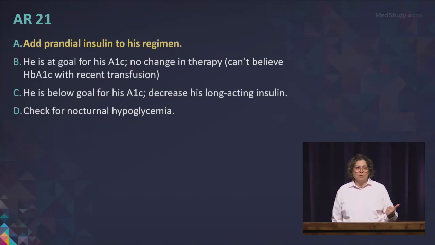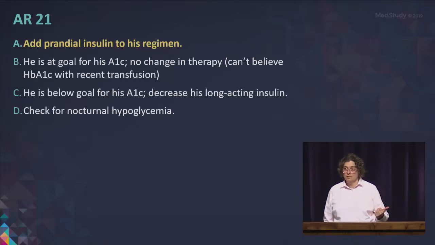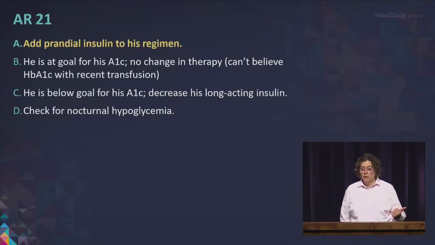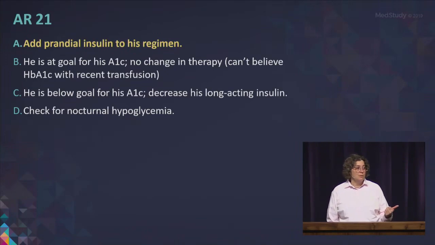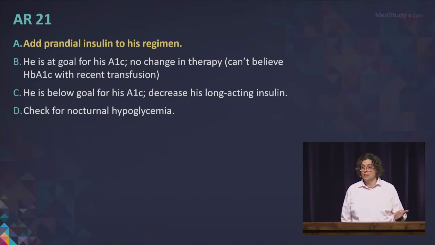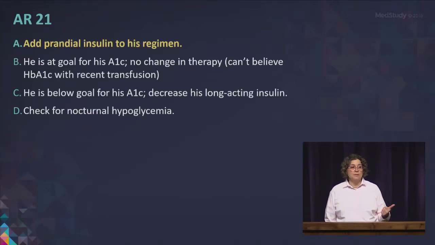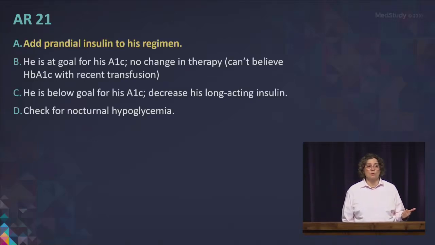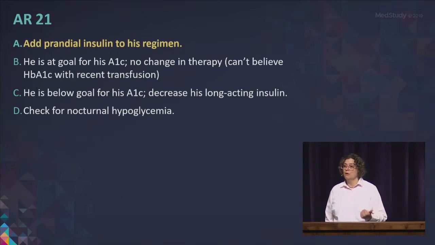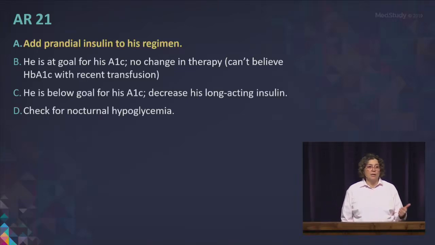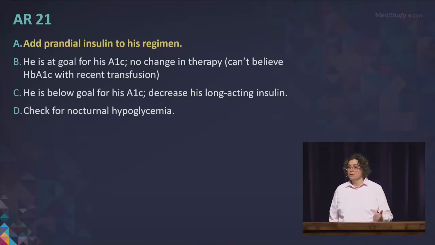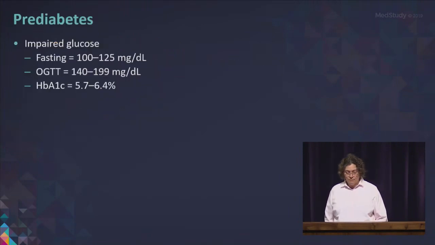Again, A1C, we're not going to use as for answer C to decrease his long-acting insulin because we don't believe it. And so we don't need to check for nocturnal hypoglycemia unless he's telling us that he's getting signs and symptoms of it. We don't want this A1C to drive decision-making, especially when we can't believe our A1C in this context. So what we want to do is target the prandial excursions with prandial insulin so that we can normalize his sugars throughout the day.